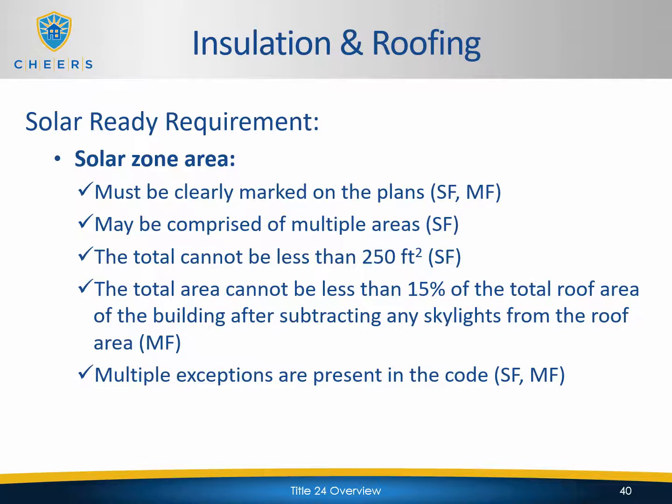And then there are multiple exceptions present in the code for both single family and multifamily to kind of work around these requirements. So bottom line is, for single family, the solar area cannot be less than 250 square feet. For multifamily, it cannot be less than 15% of the total roof area of the building minus skylights.